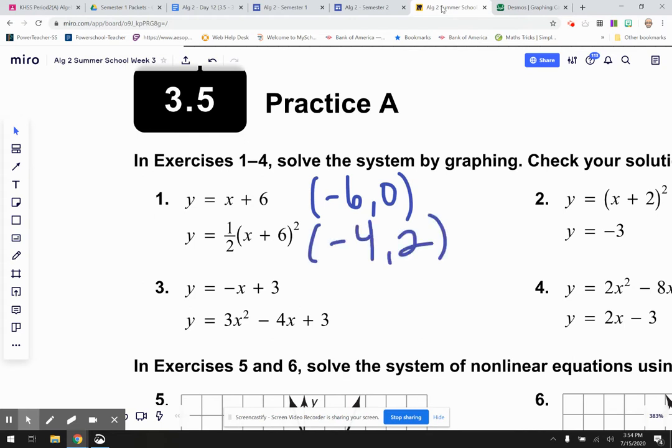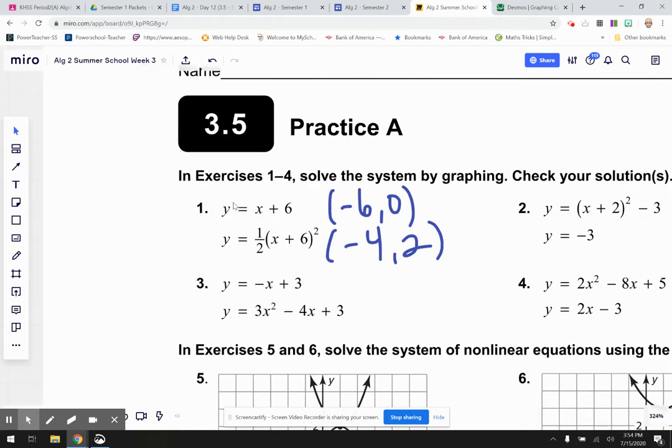Okay, so that's how you're going to do 1 through 4. I'll do number 3 as well, 1 and 3. So you should be able to just type in 2 and 4. Just type them in exactly as you see them. Find out where they intersect, and those are your 2 answers, or 1 answer. If there's only 1 answer, then there's only 1.